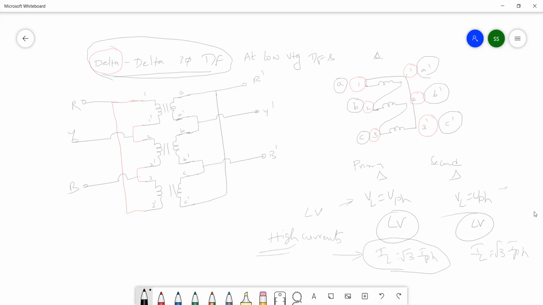So these high currents lead to a requirement of insulation, high or low? High, sir. High. So that means it will increase the size of the transformer, since the insulation value is increasing. So these low voltage delta delta connected transformers are of large size. Clear, understood ma, all of you?